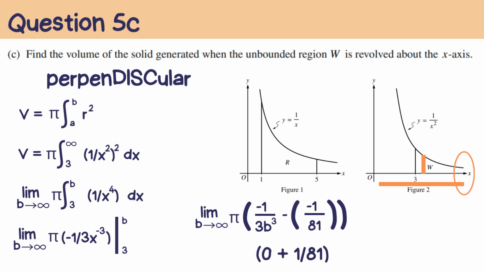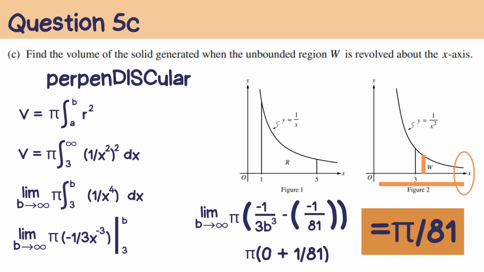And that's going to be minus negative 1 over 81, which is the same thing as 0 plus 1 over 81. And of course, you can't forget the pi out in front. I definitely have not done that before. And so my final answer will be pi over 81.